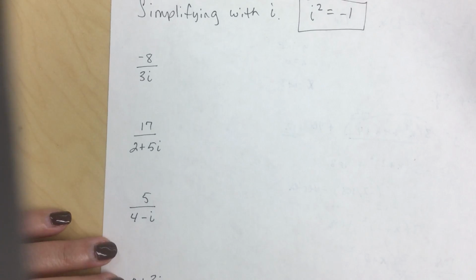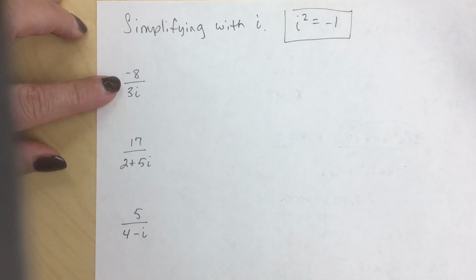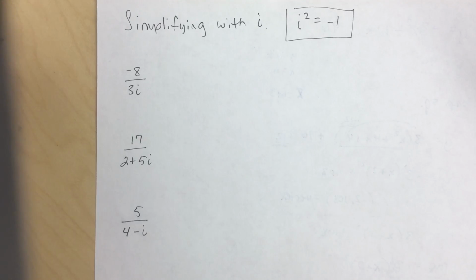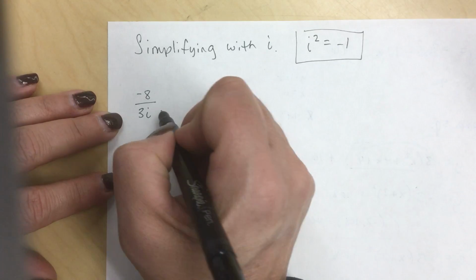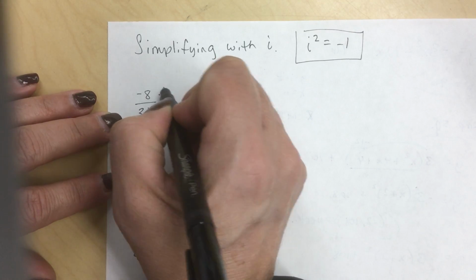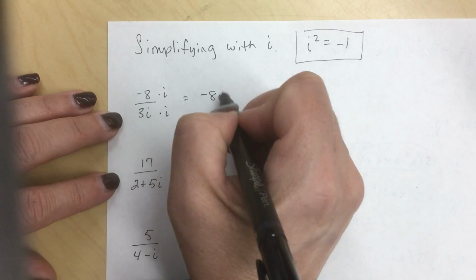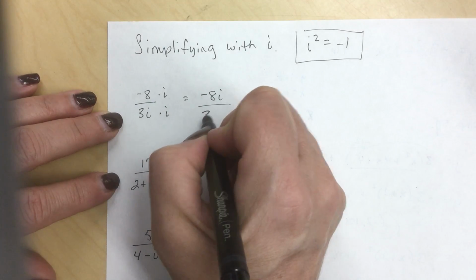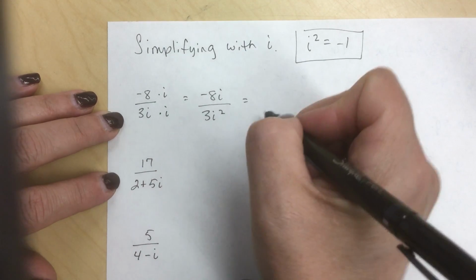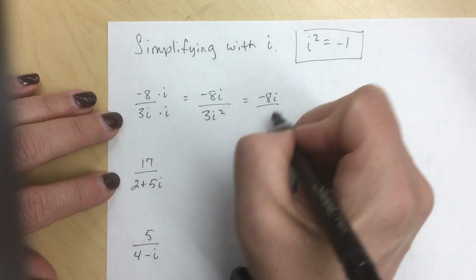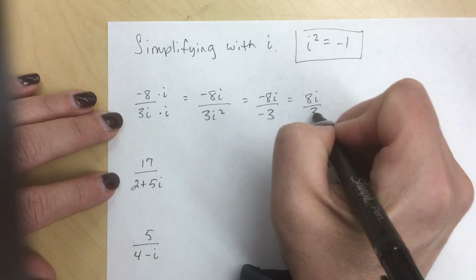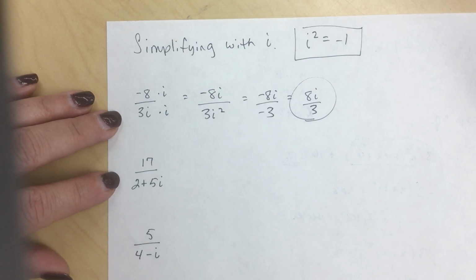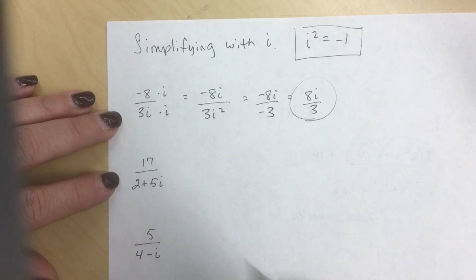So let's come up here to division. You do not want to have an i in the denominator. You're not allowed to leave it that way. So you can multiply top and bottom by 3i, but all you need to do is multiply it by i. So that's going to give you -8i on top, 3i squared on the bottom. So that's -8i over -3, which is positive 8i over 3. So that's all you need to do on that one. If you multiply the top and bottom by 3i, you're just going to have to divide everything by 3.